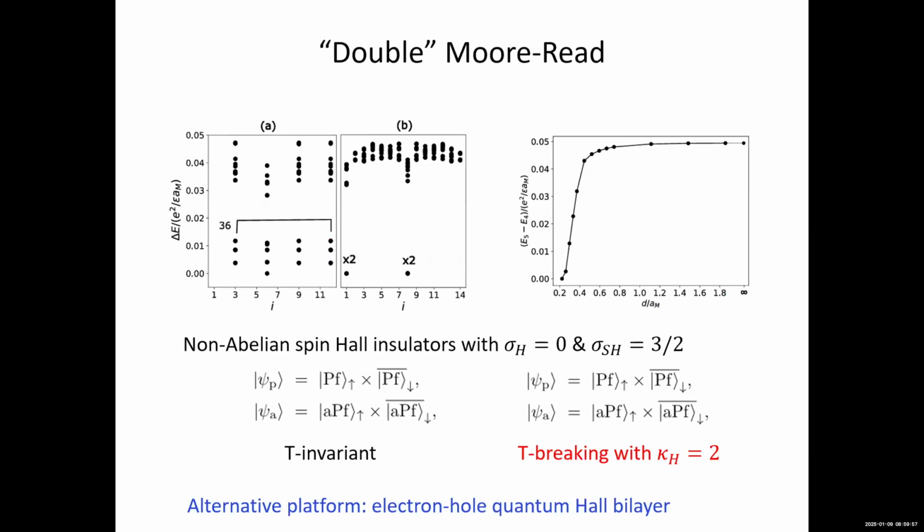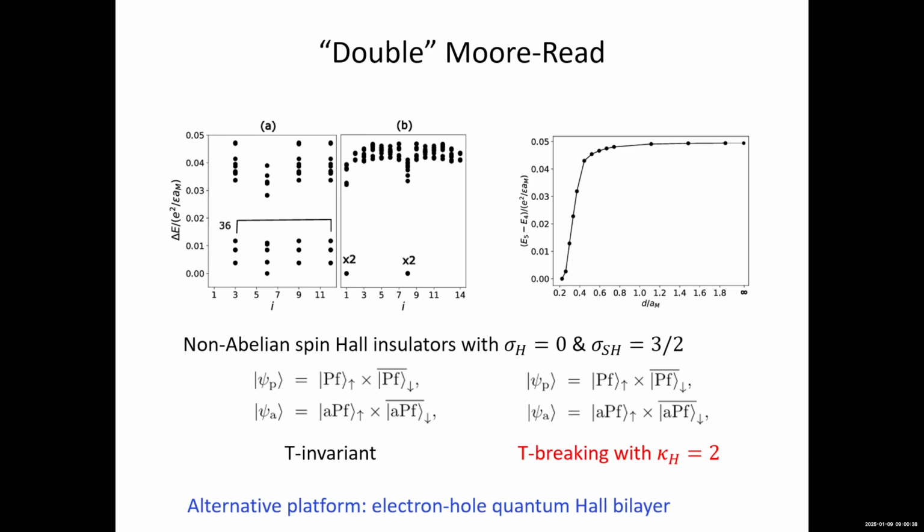Basically, the numerical study tells us that the ground state is consistent with a non-abelian spin Hall insulator, that is, 3 halves plus 3 halves, a product of 2 spin independent states. However, in a spin half filled Landau level, there's a particle-hole symmetry. So there are really 2 types of ground states, either Pfaffian or anti-Pfaffian. And combining both spins leads to 4 possible states. Two of them, the product of the Pfaffian and the conjugate of Pfaffian, are time reversal invariant. On the other hand, the product of the Pfaffian and the conjugate of anti-Pfaffian is time reversal breaking, and it has a somewhat off-diagonal Hall conductance.